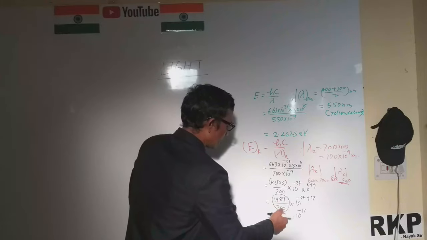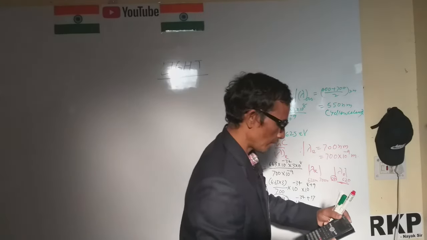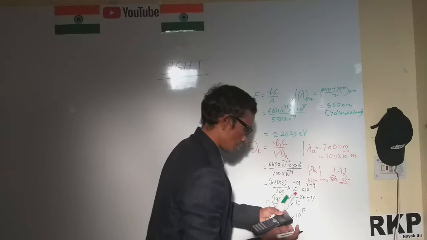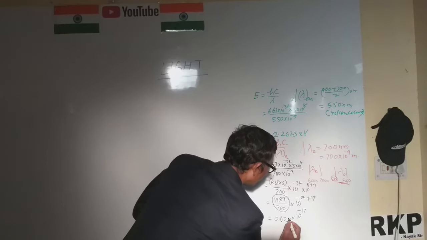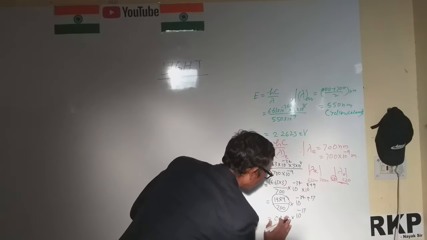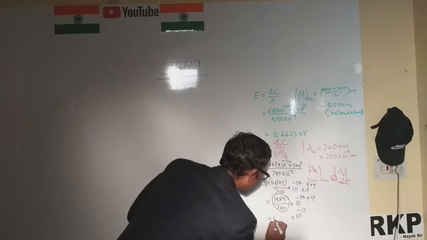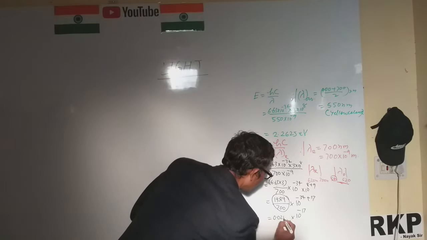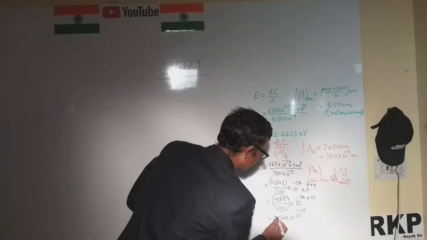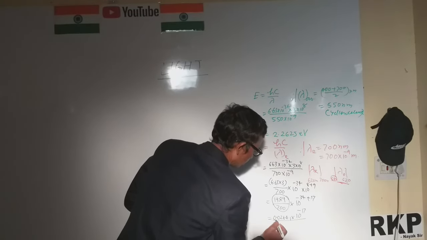9.89 divided by 7. That is called its value, which is 0.02841. Okay.